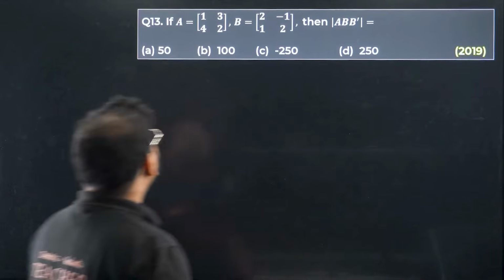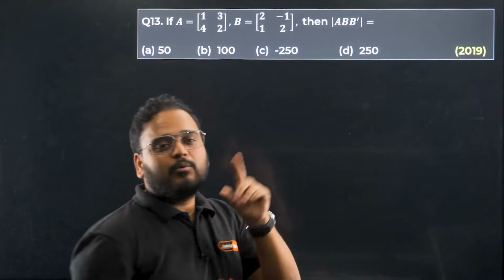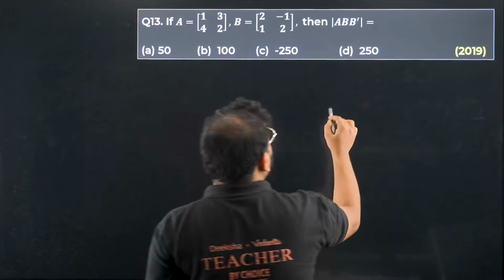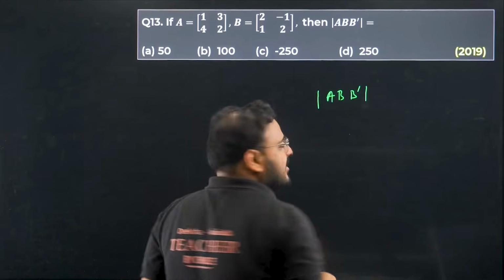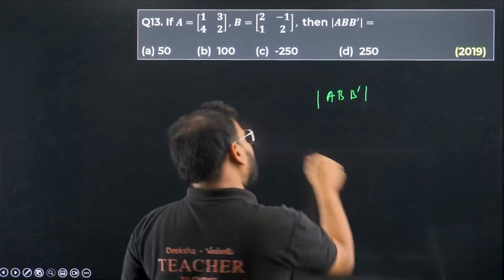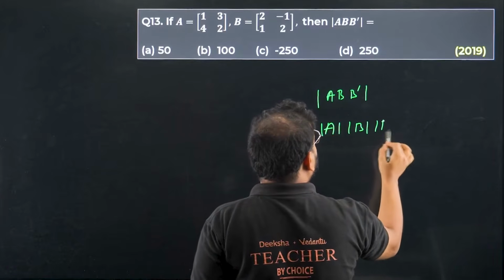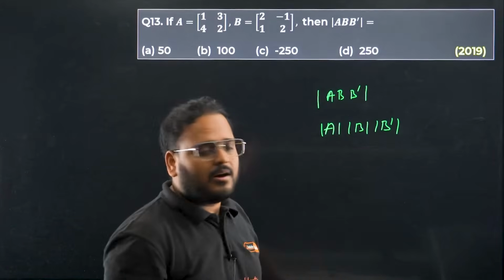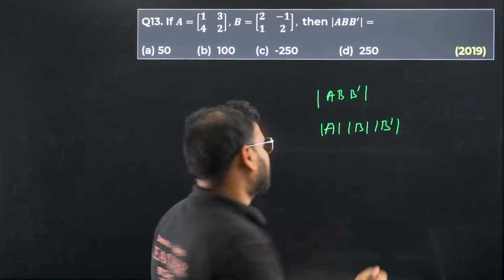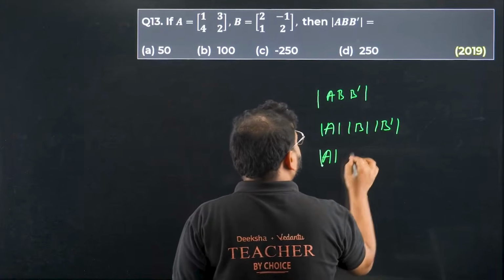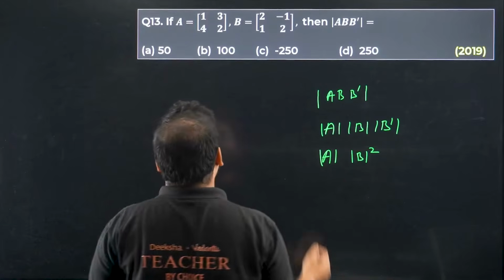Question number 13 now. A is [1, 3, 4, 2; 2, -1, 1, 2]. I'm looking for the determinant of A, B, B dash. You have a property for determinants. Individually you can simply find it. We also know that the determinant of a matrix and its transpose is the same thing. Basically, determinant of A times determinant of B the square. Correct?